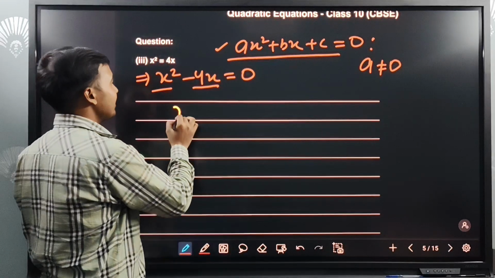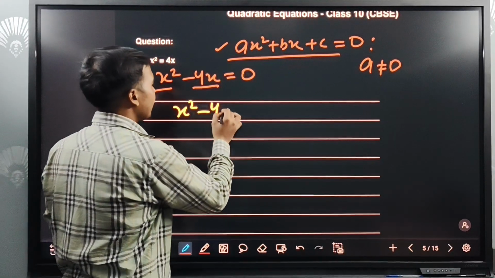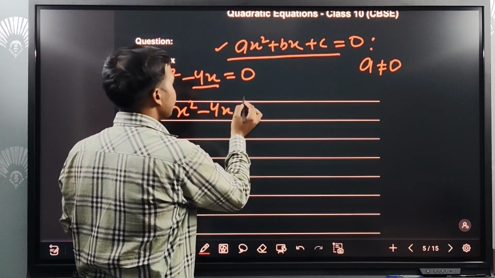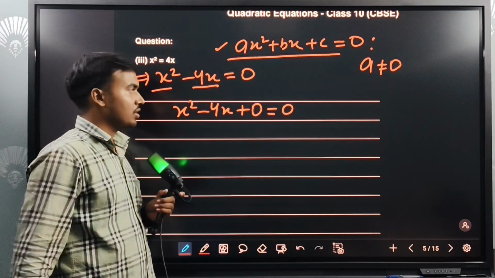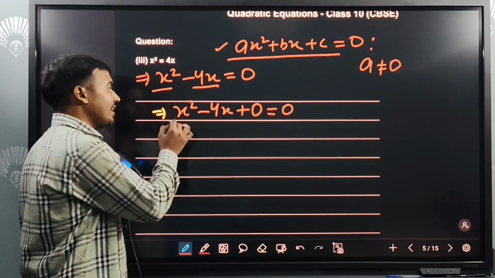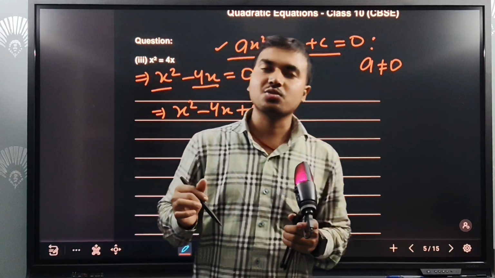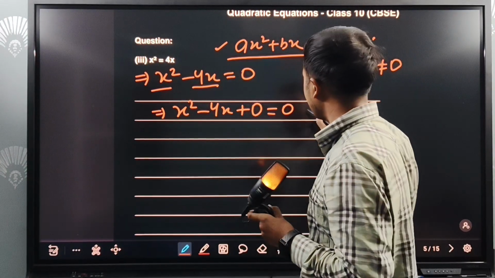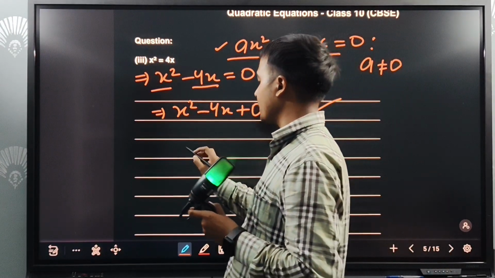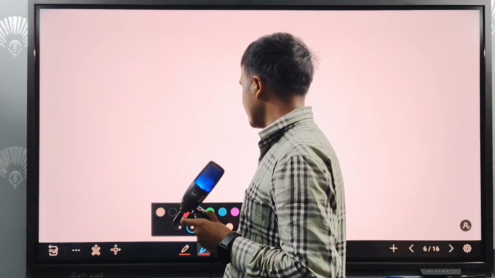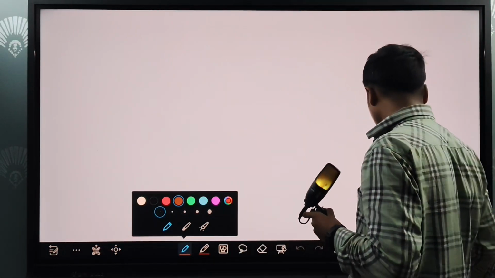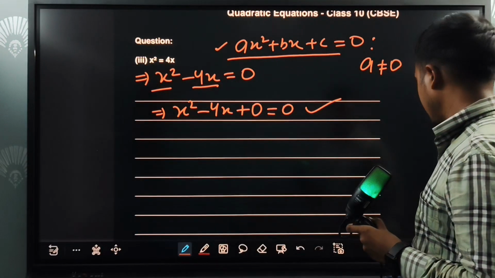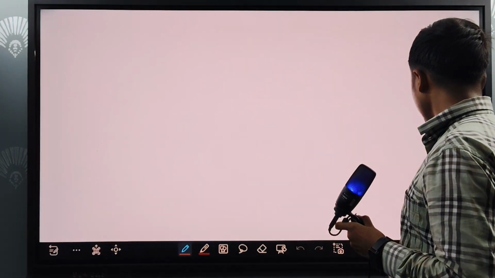So we can write it as x square minus 4x, and instead of c we can write 0. So we can write it in the form ax square plus bx plus c. So it is also a quadratic equation, and we can write that yes, it is a quadratic equation. So moving towards the next section.